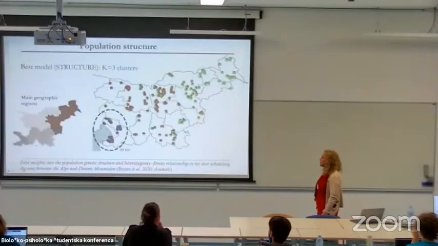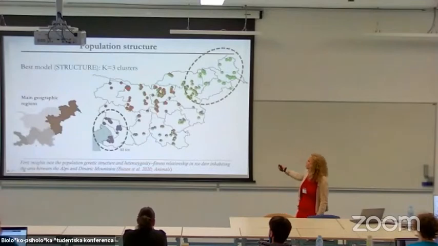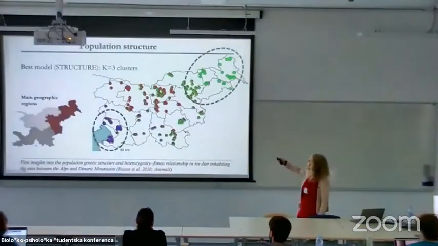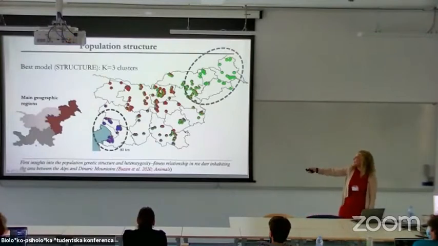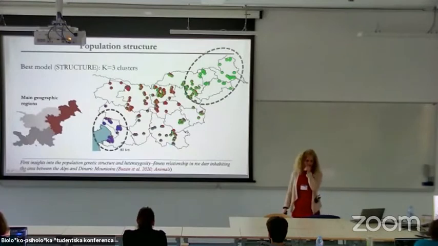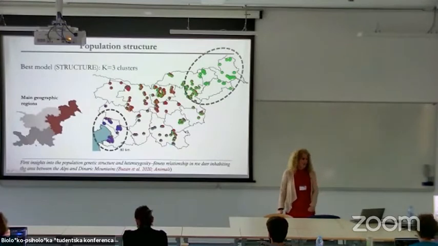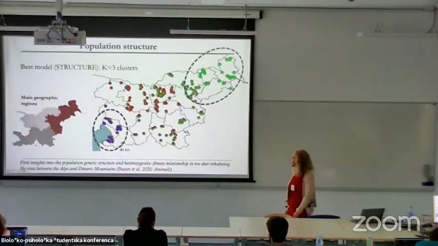So what does the genetics show? Genetics shows that there is a division of the roe deer in Slovenia into three important clusters, one in the north, another in the south, and then a mixture in the central part of the country, because, as I mentioned before, there was a huge stable population in this area in the 19th century.